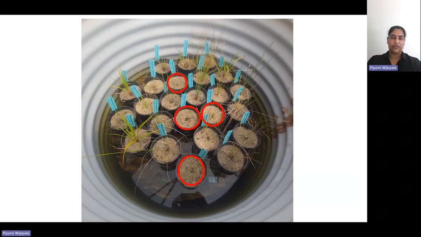This is one of the treatment tanks which was exposed to the spring long inundation. This is 1 week after the spring long inundation. You can see all the plants are not looking very happy, and the red circled ones are the dead grass species.